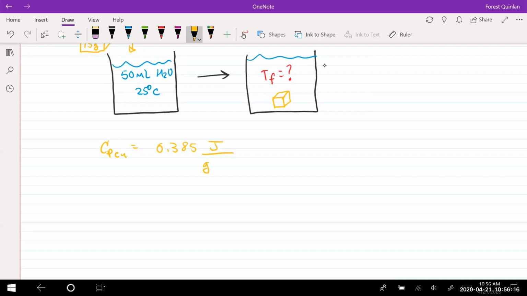Joules per gram degrees Celsius or Kelvin, depending on what you want. And the heat capacity of water is 4.186 joules per mole degrees Celsius. By the way, I should go ahead and note that that's also 1 calorie.